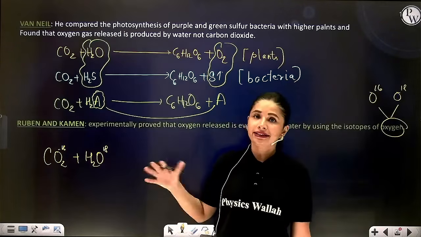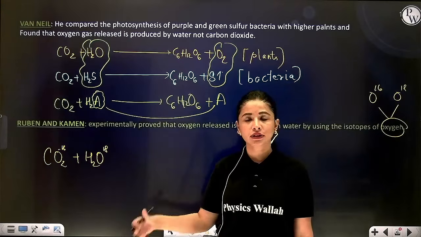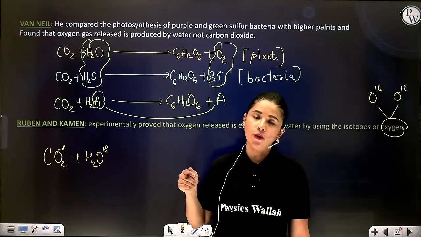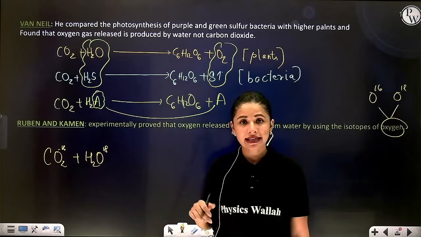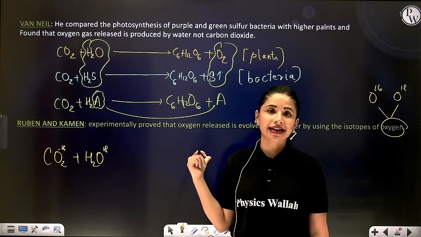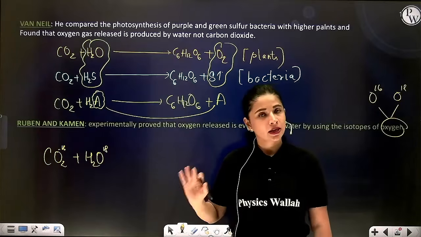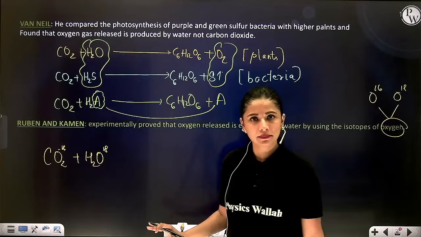If Van Niel is correct, if water is the source of oxygen, then the product side oxygen will be of which nature? O18. And if Van Niel is wrong, that is, if CO2 is the source of oxygen, on the product side, oxygen will be of O16 nature. This was the simple concept used by Rubin and Kamen.